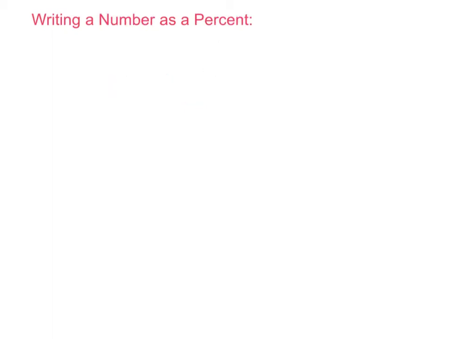Now I want to try writing a number as a percent, so writing a decimal or a fraction as a percent. Let's take the number 0.333. Now to write that as a percent, I'm going to move the decimal 2 places to the right. Now remember, on the previous problem we moved it 2 places to the left, changing a percent to a decimal. Now to change a decimal to a percent, I'm going to move it 2 places to the right. So 0.333 written as a percent would be 33.3%.